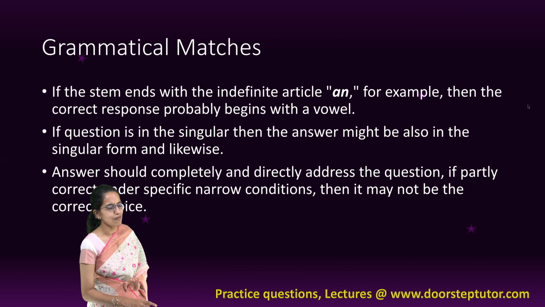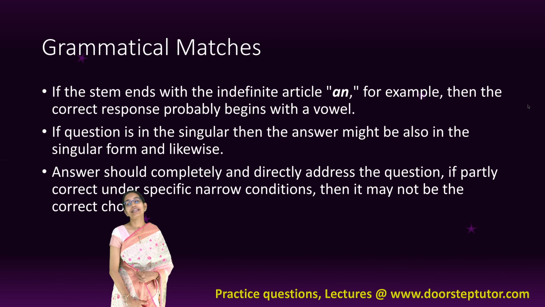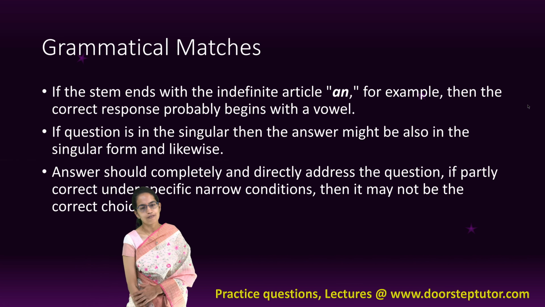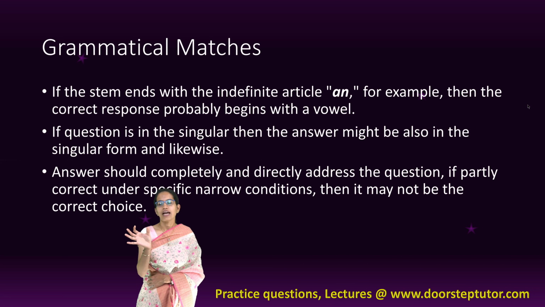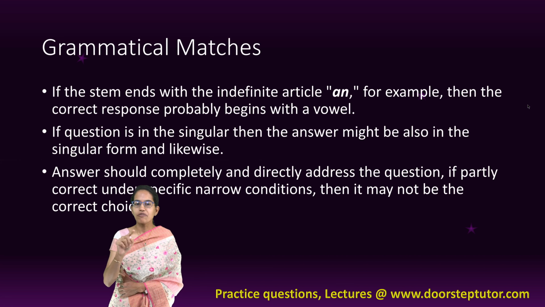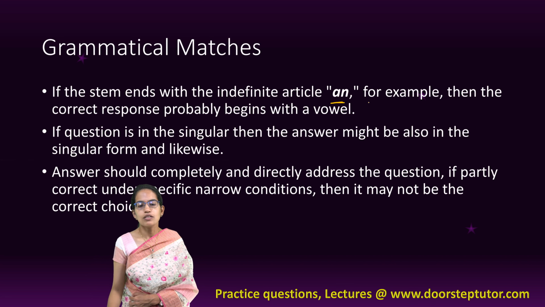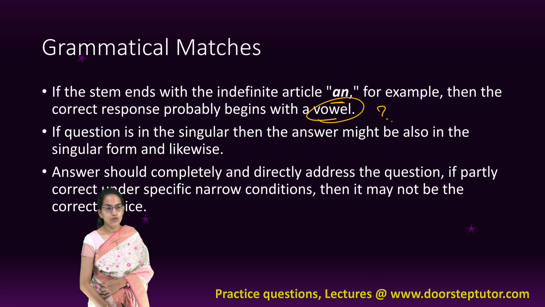The third is something which sounds very funny, but it sometimes works marvels: understanding grammatical matches. For example, the question ends with an. Now if the question ends with an article an, that means the choice should start with a vowel. So that is one of the ways you understand it.